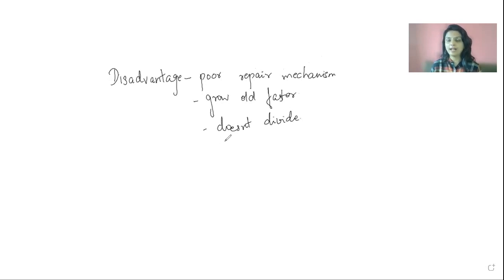And the lifespan of red blood cells is around 120 days. So your question will be, what happens after 120 days? After 120 days, they are destroyed. Now your question will be, where are they destroyed?